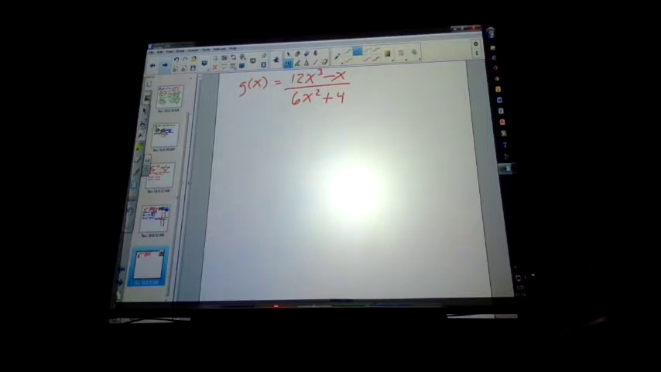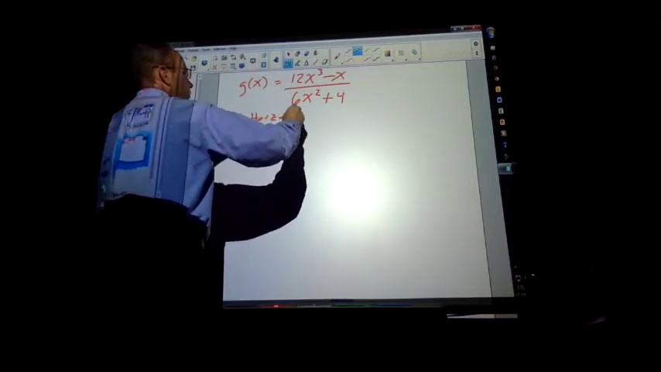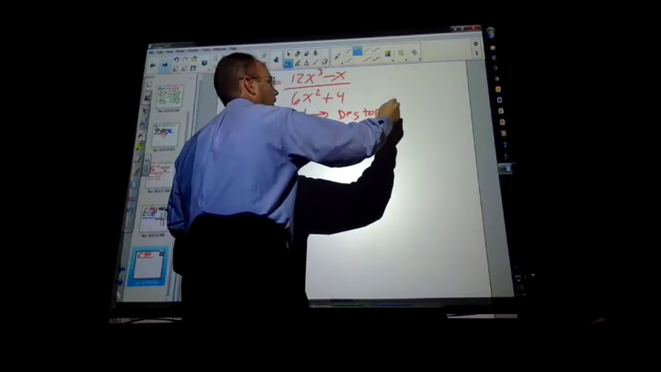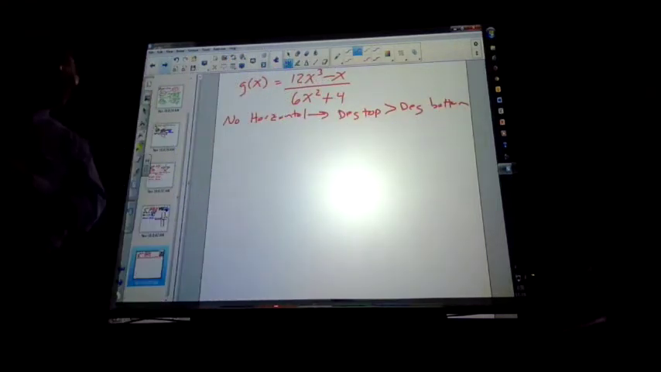Okay, let's go through our things that we know. Is the degree on top larger than the degree on bottom? We agree? Does everyone agree with that? The highest degree on top is bigger than the highest degree on bottom. We have no horizontal asymptote because the degree on top is greater than the degree on bottom. Is that okay so far? So we don't have a horizontal asymptote. I think we might have a vertical asymptote, but let's see.